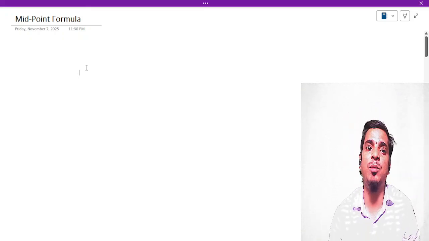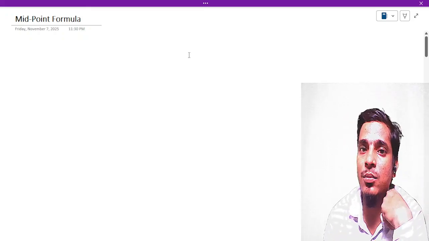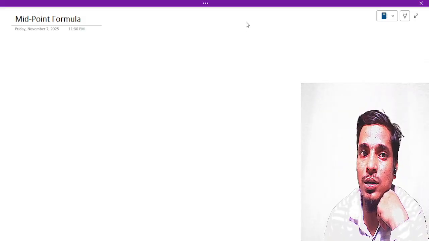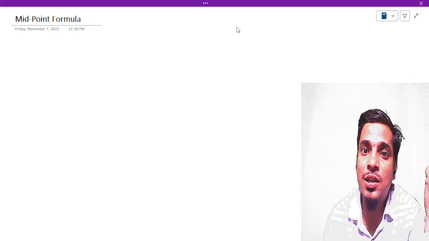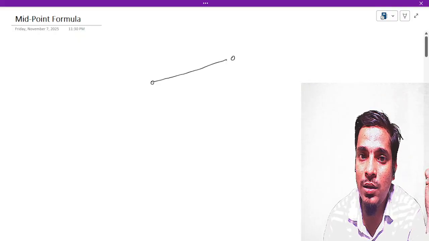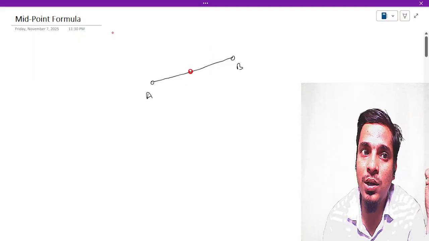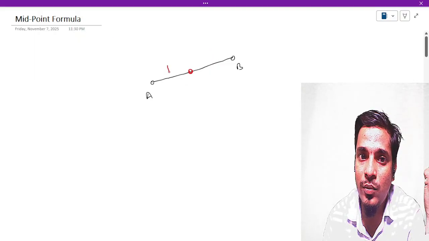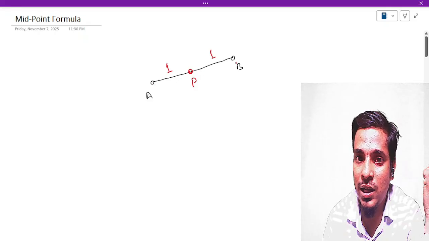So the next topic is the midpoint formula. The midpoint formula is basically a special case of the section formula. In the section formula, we have seen that for any 2 points connected by a line segment, there is a point on it that divides it in some ratio. But in the midpoint formula, that ratio will be equal, meaning that point is the middle point of the line segment joining A and B.